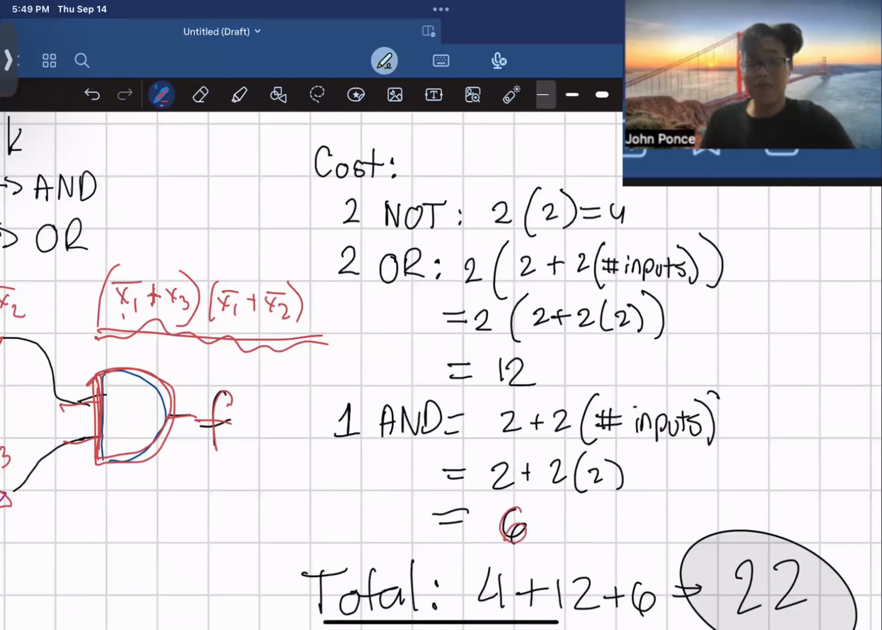Now, to get the total cost, we just add everything together: 4 plus 12 plus 6, which evaluates to 22. This would be the total cost of the logic network.